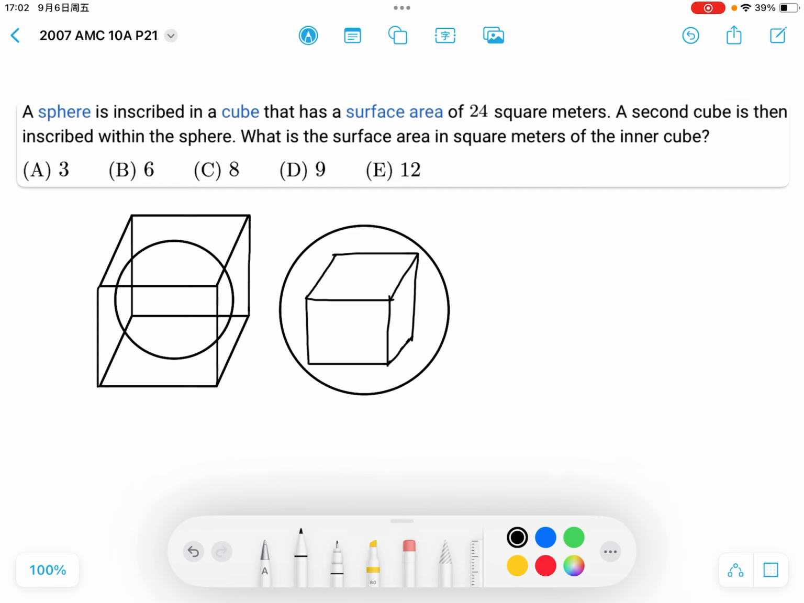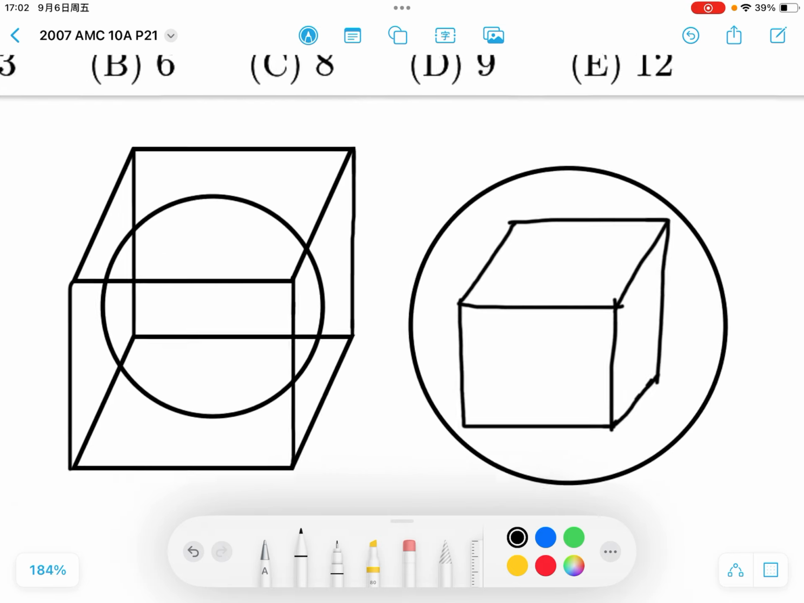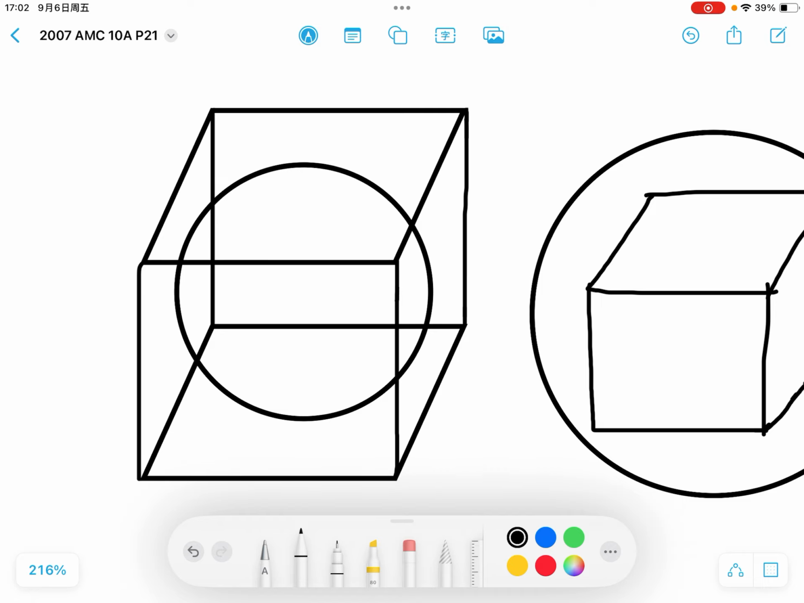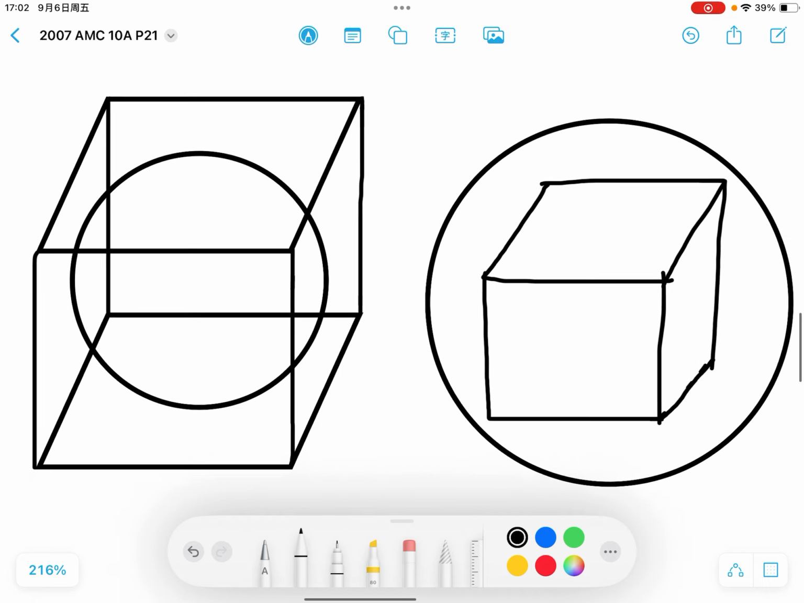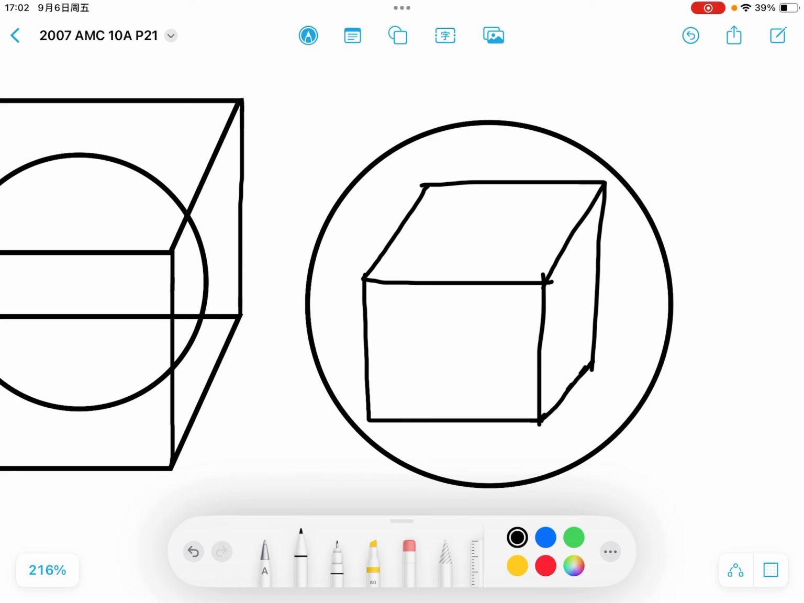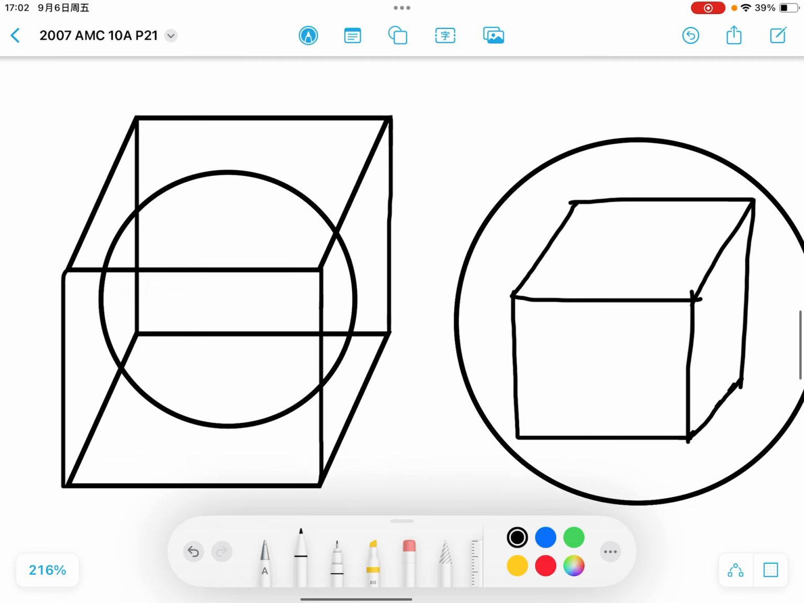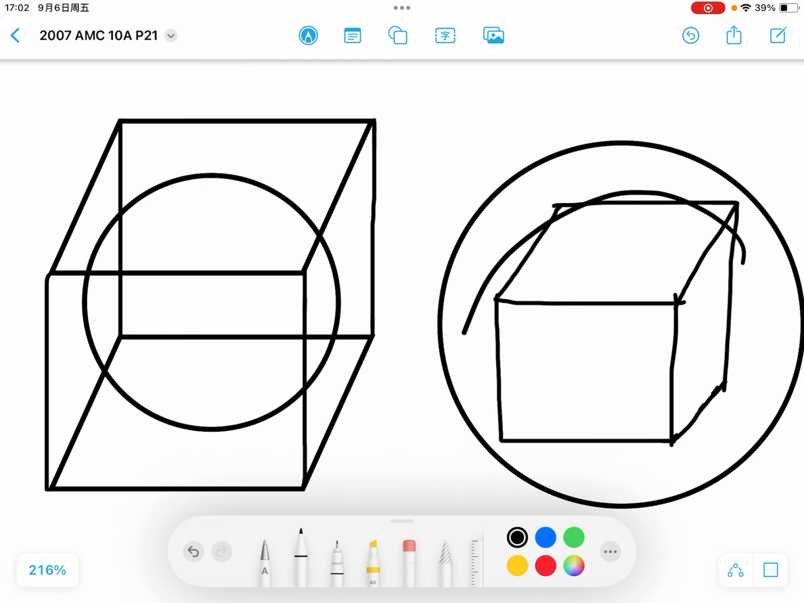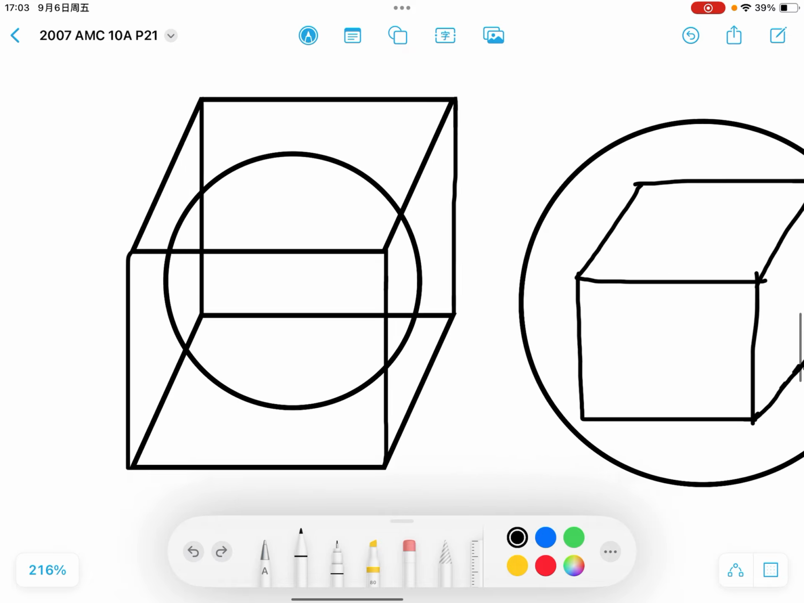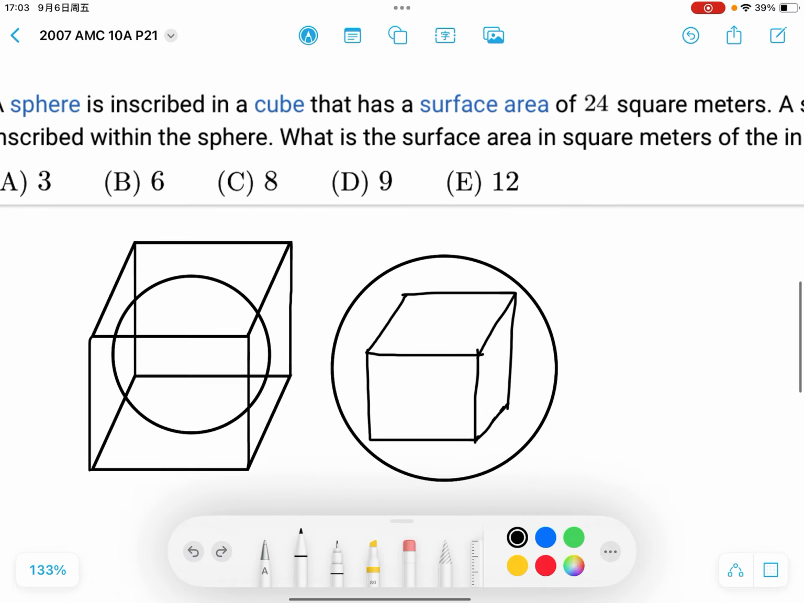So I've drawn the graph and I've split it into two parts. Firstly is the sphere inside the larger cube. Second is the smaller cube inside the sphere. So this cube is actually supposed to go into the sphere, but I've separated the graphs for labeling. So firstly, let's look at the first graph. What information can we obtain?